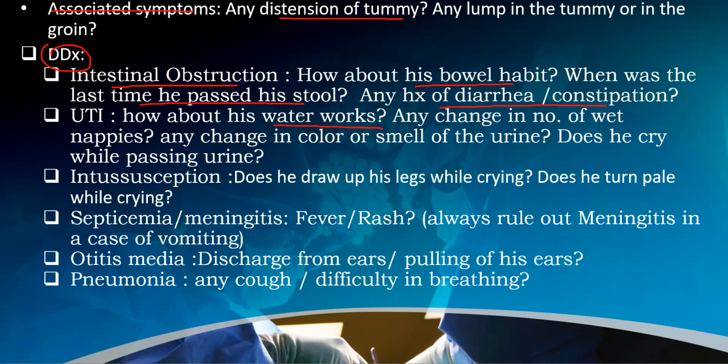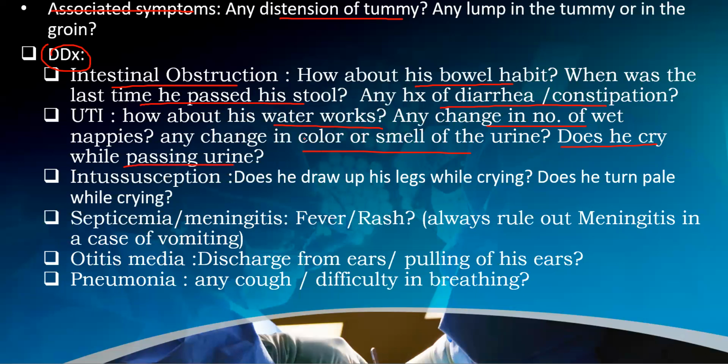All right. So start with the intestinal obstruction questions. How about his bowel habit? When was the last time he passed his stool? Any history of diarrhea or constipation? Next is urinary tract infection. Because bowel habit and waterworks come immediately to our mind, keep it as it is. How about his waterworks? Have you noticed any change in number of wet nappies? Any change in color or smell of the urine? Does he cry while passing urine?